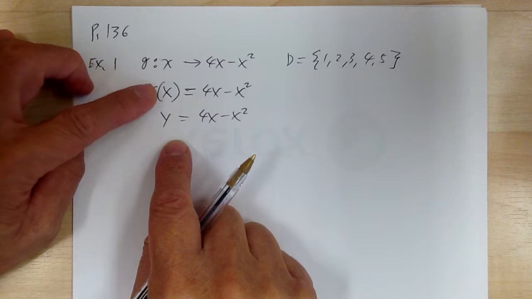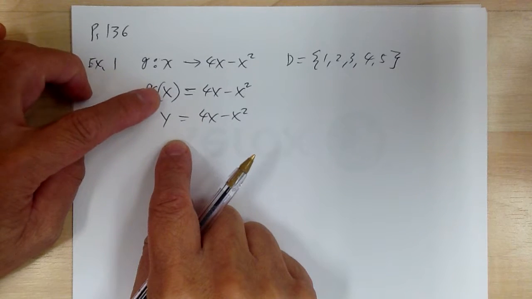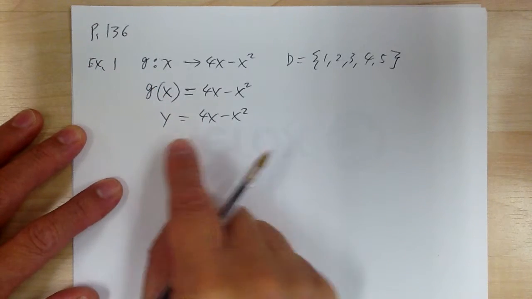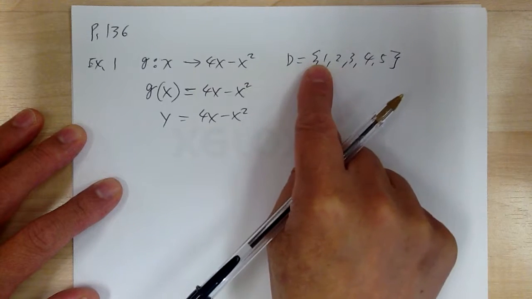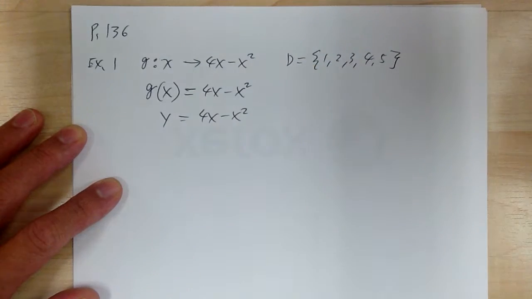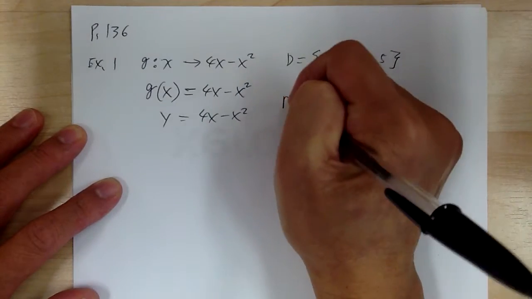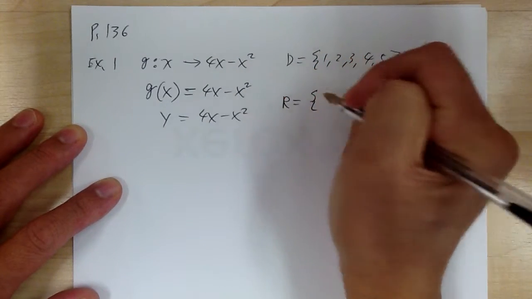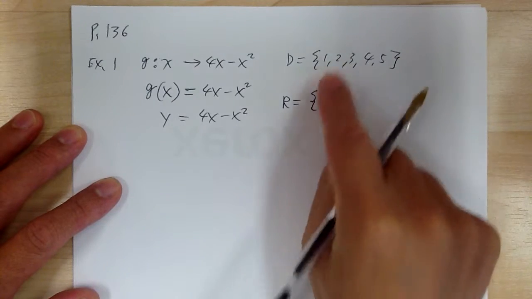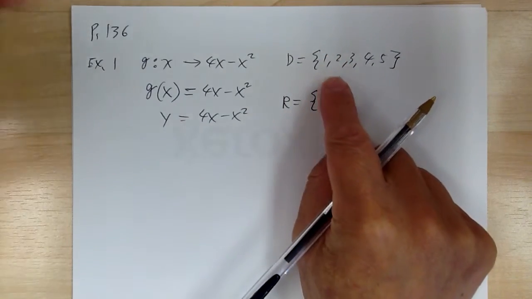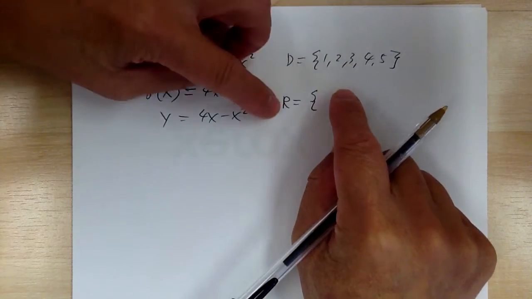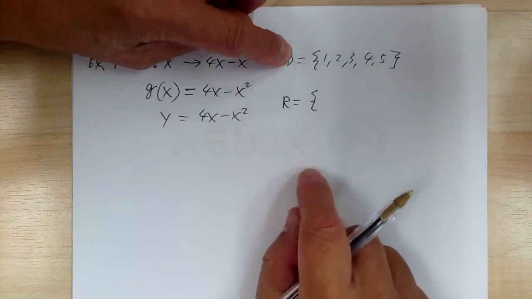But this one gives you more information. This one tells you what x is equal to. So the domain is your input. The domain is your x, and you're looking for the range. So the range is your y. The way to find the range is you put each one of these in. Again, domain is your x, range is your y. So this is your input, this is your output.